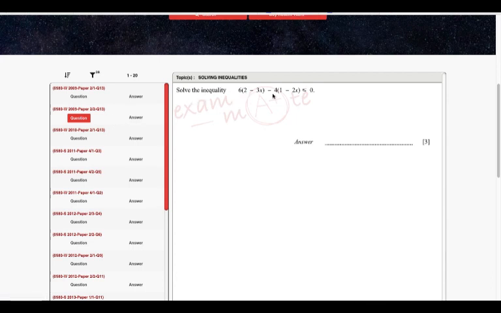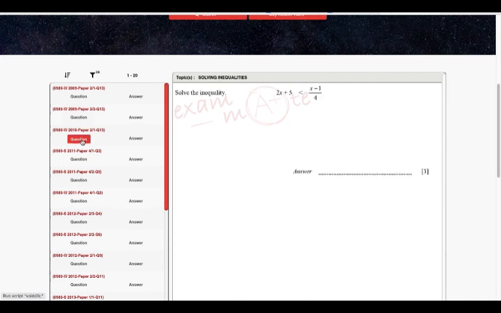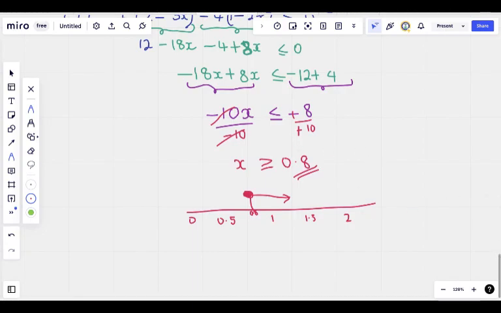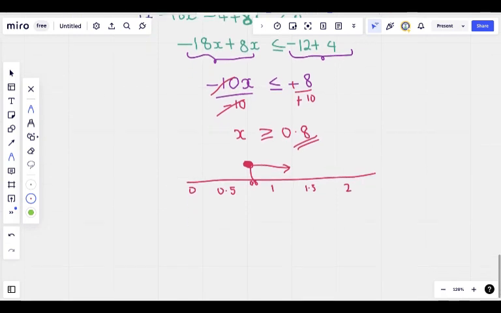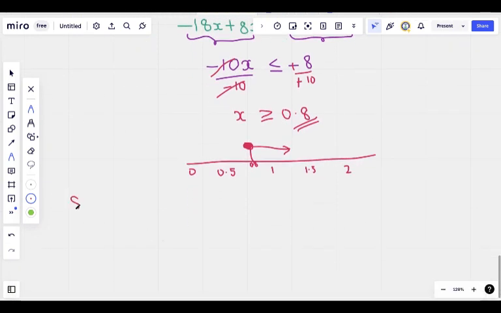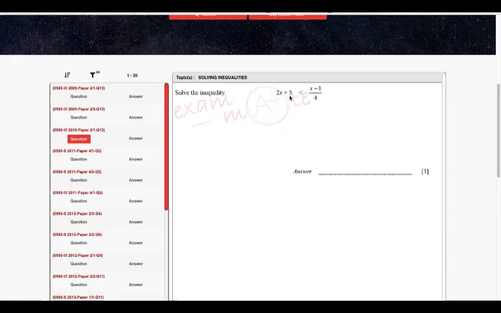Is it not the same thing? They repeated this question, 6 into 2 minus 3x minus 4, 1 minus 2x, is the same thing. Let's go to another question. Okay, let's see this one. Solve the inequality. 2x plus 5 is less than x minus 1 over 4. Question number 8.